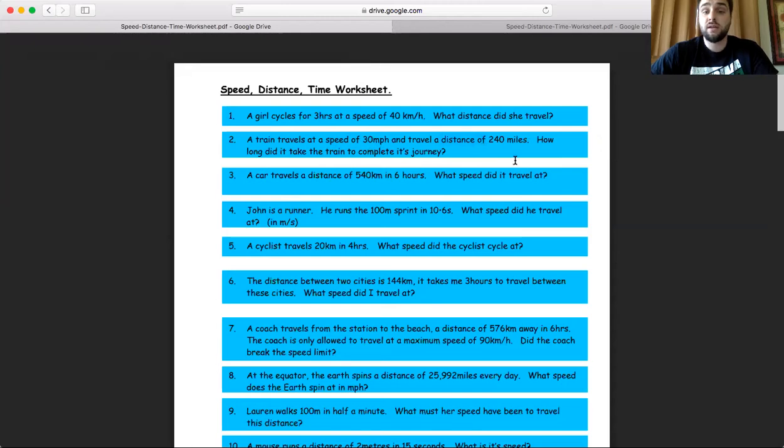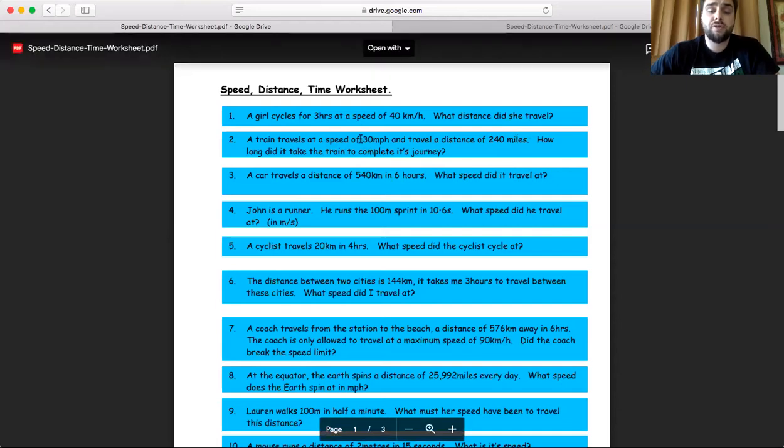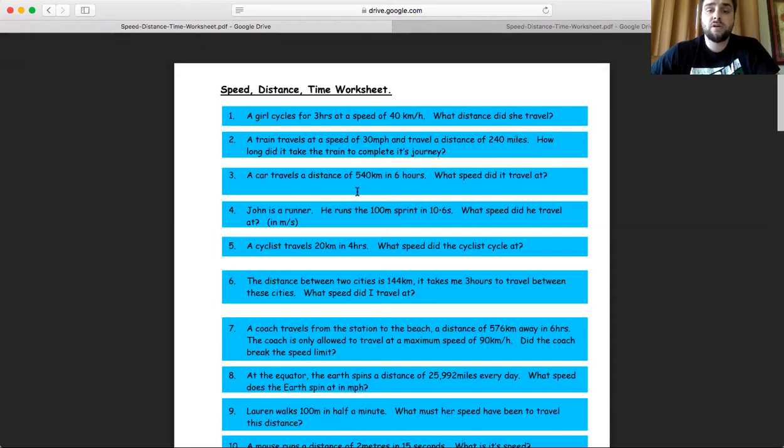So we know that in order to find time, it's our distance divided by our speed. So we take 240 miles and we divide that by the 30 miles per hour that we have here, which gives us, let's see if I got that one down. It should give us 8 hours. 8 hours that it took them to complete their journey.